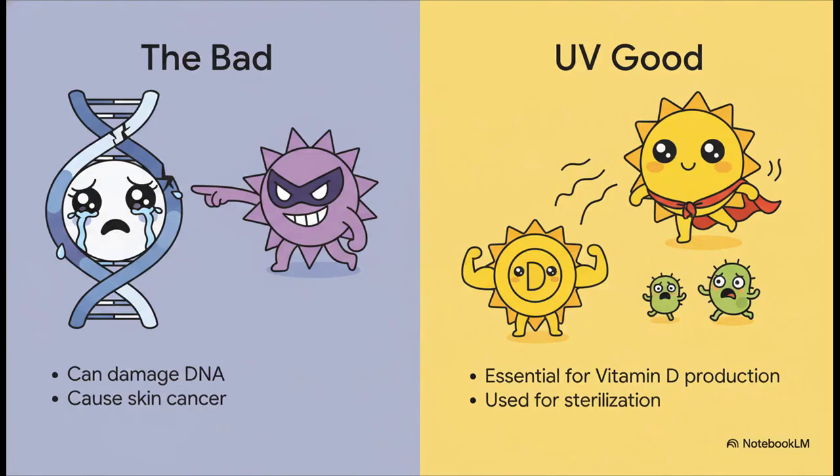Now, the UV light that does manage to get through has two very different faces. Its energy is high enough to damage our DNA, which leads to things like sunburns and skin cancer. But that same germ-killing power makes it perfect for sterilization. And get this, our bodies have actually figured out how to harness it to produce essential vitamin D.